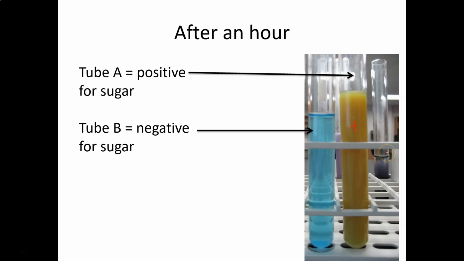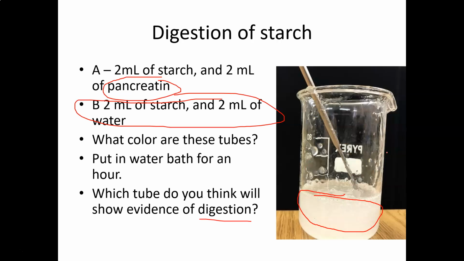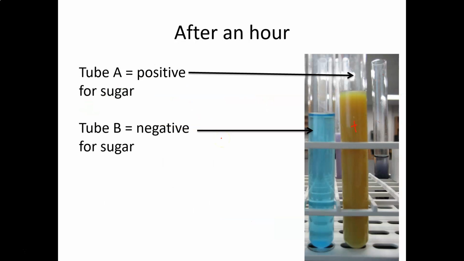The explanation for that: we did not put sugar in test tube A. We put starch in test tube A. Benedict's doesn't test for starch, it tests for sugar. So, how did sugar get in the tube if we didn't put sugar in the tube? Well, the pancreatin digested the starch, and when we digest starch, we release sugars. And so that's why we got a positive result. We digested starch down to sugar.